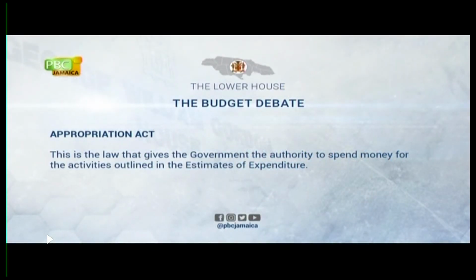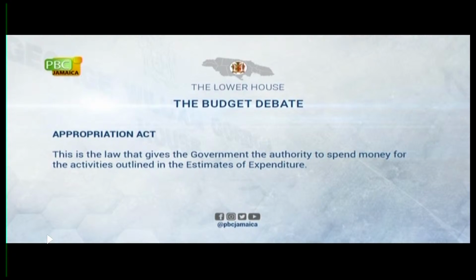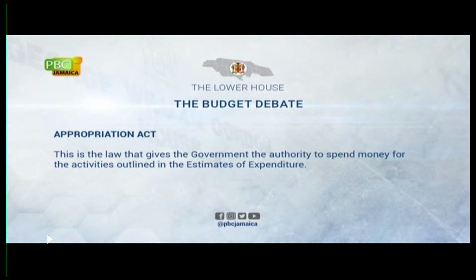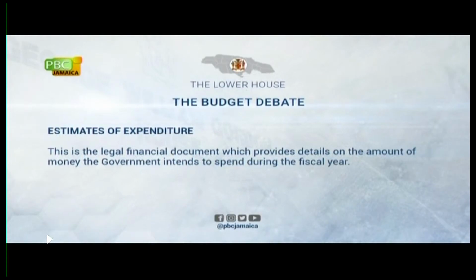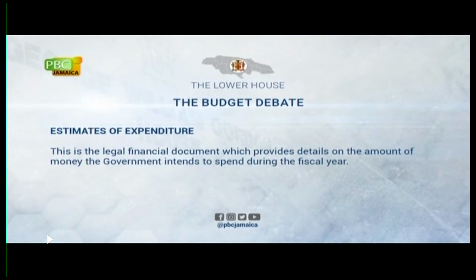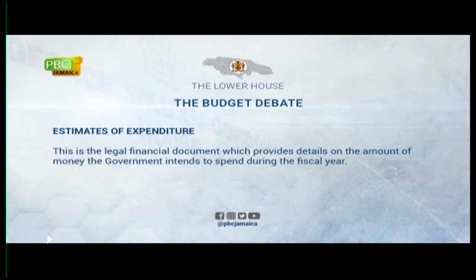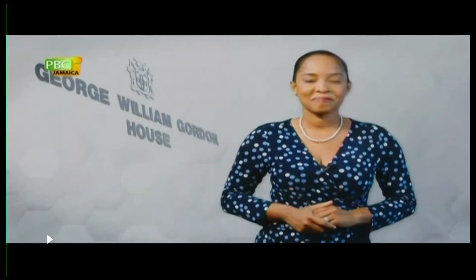Appropriation Act. This is a law that gives the government the authority to spend the money for the activities outlined in the estimates of expenditure. The estimates of expenditure is the legal financial document which provides details on the amount of money the government intends to spend during the fiscal year. The estimates of expenditure includes allocations to the government ministries, departments, and agencies. Stay with us. The session will begin in a few moments.